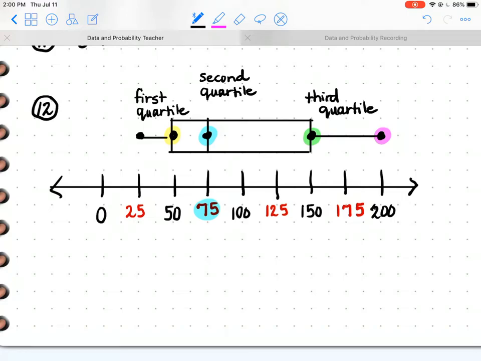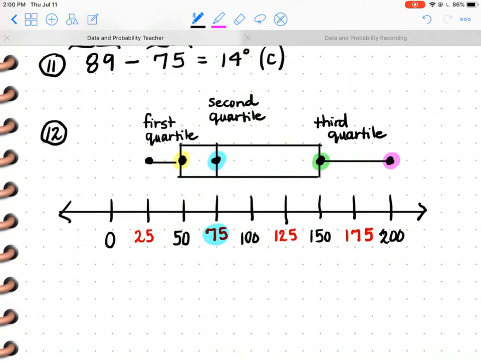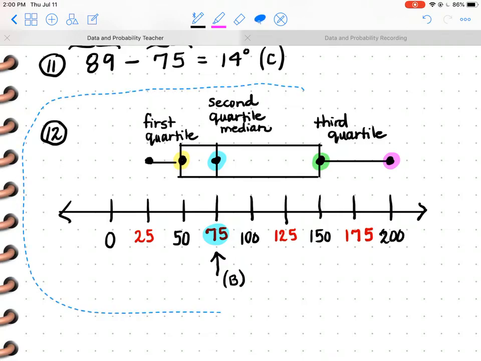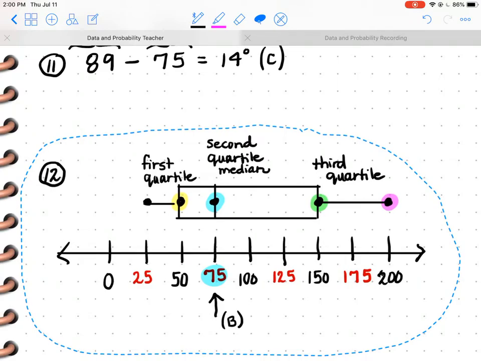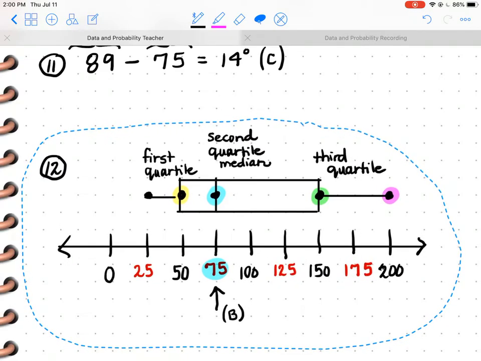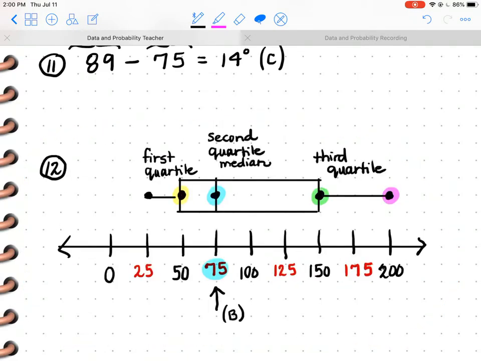The question says, which value is the median? The median is the second quartile. That's the median for the whole data set. So the median for this one is that 75, and that corresponds to B. So just a quick review. Dot plots are a little bit tricky, so I wanted to just review that a little bit, and that was a good time to do it.